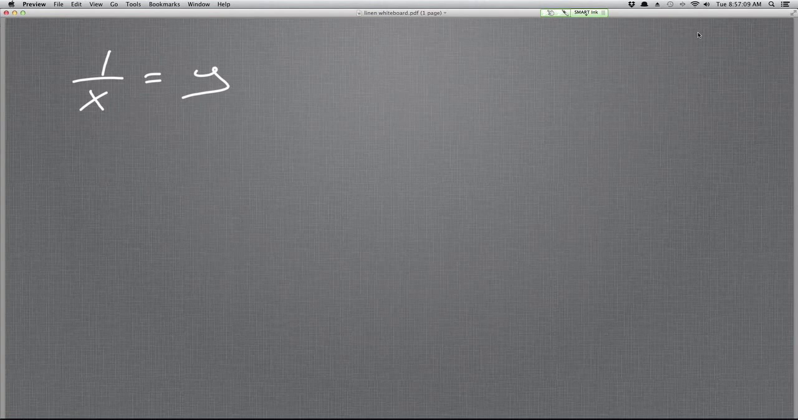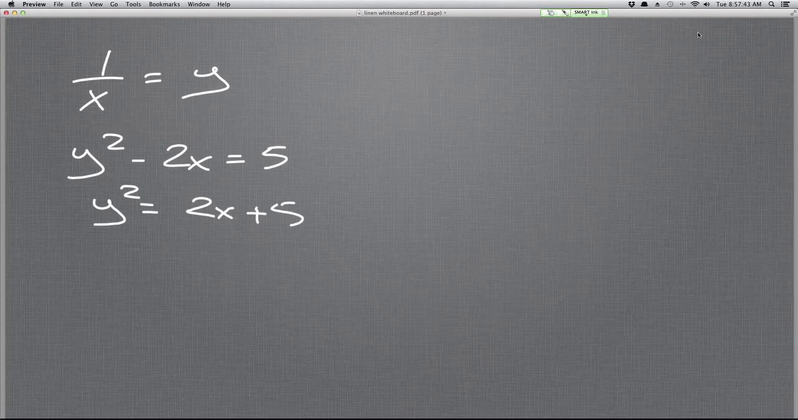Let's look at another one. I've got y squared minus 2x equals 5. Now, I'm interested in, when I plug in an x value, how many y values do I get? So what would be good to do to this to help me determine that? Get y by itself. Very good. So to get y by itself, what do I want to do? Add 2x. So I get y squared equals 2x plus 5.